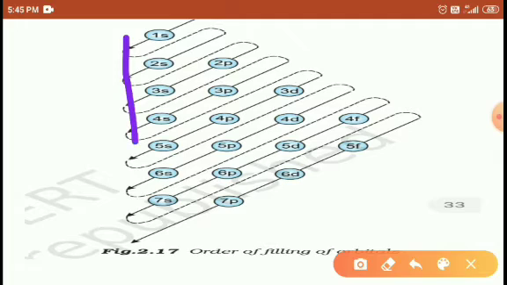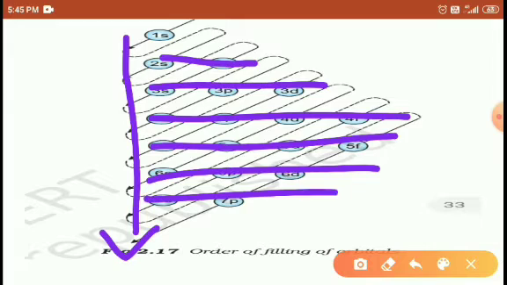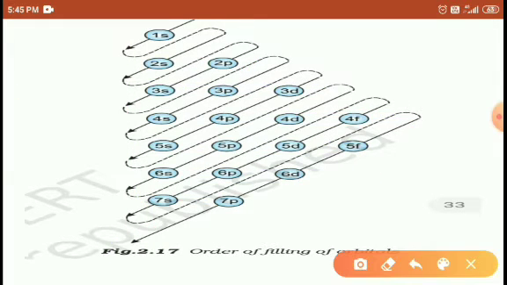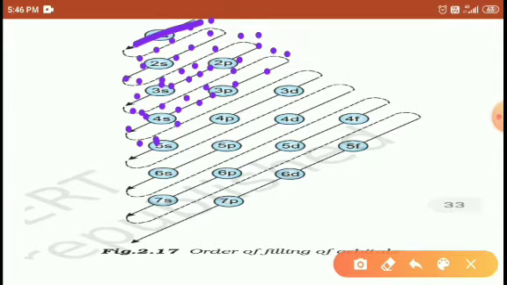Here the energy level increases from top to bottom, and within a row the energy levels remain the same. Right, students? So electrons are first filled in 1s, afterwards they go to 2s. After filling the 2s orbital, they go to 2p. Next 3s, then 3p, then 4s, and afterwards 3d. Look here, students: first the 4s will come, and after filling the 4s, it shifts to 3d, because 3d is the higher energy orbital.